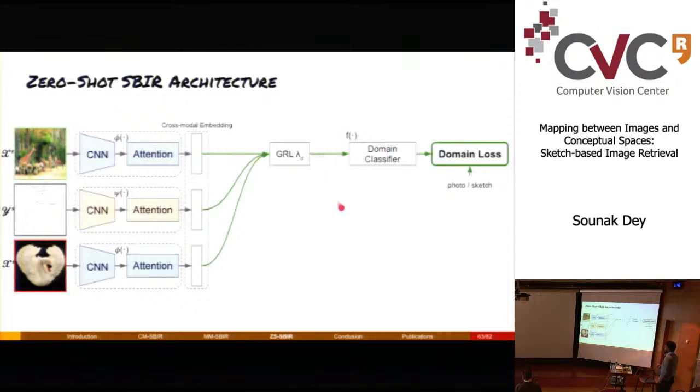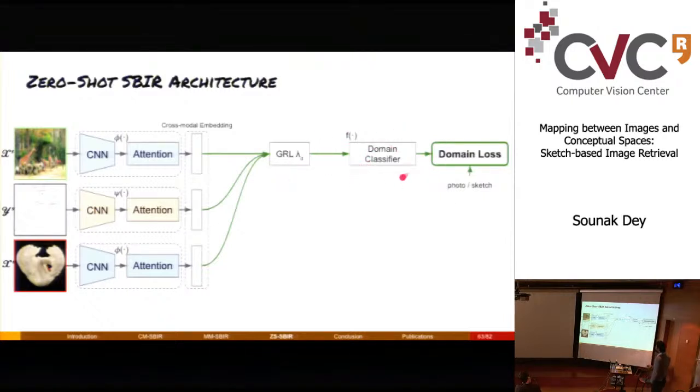Think of a classifier which can classify what is a photo and what is a sketch. Given the two features, it can classify whether it's a photo or a sketch. After training this classifier to be very good for some epochs, we stop it and introduce the gradient reversal layer, which in the forward pass acts like an identity matrix, so nothing happens. But in the backward propagation, it multiplies the gradients by a factor of lambda, basically scrambling the gradients. So once this classifier is very good at classifying which is sketch and which is photo, we scramble the gradients to fool it.